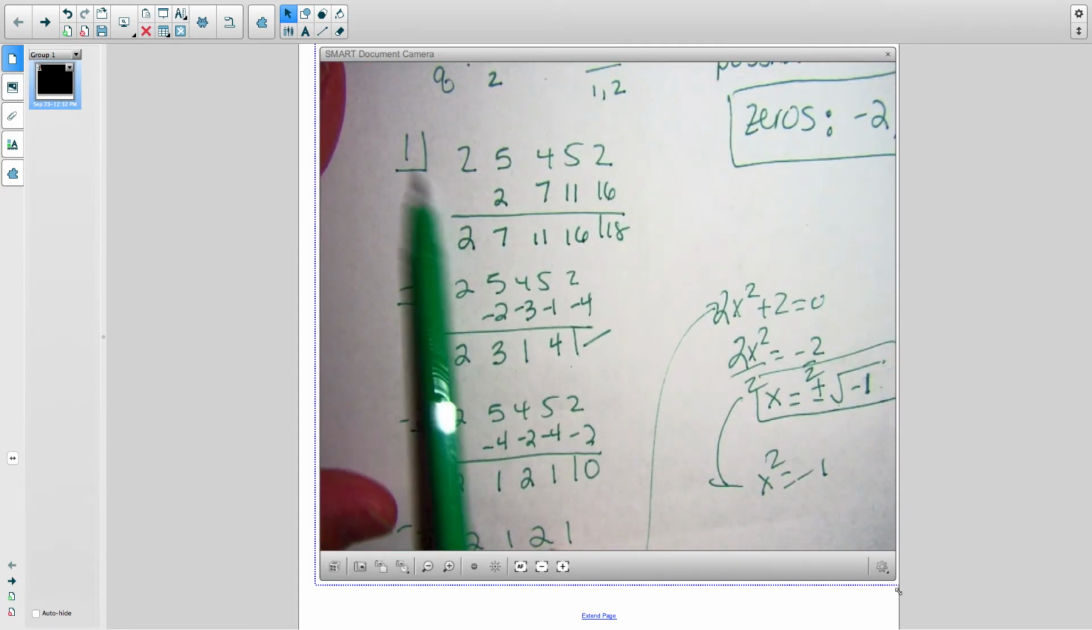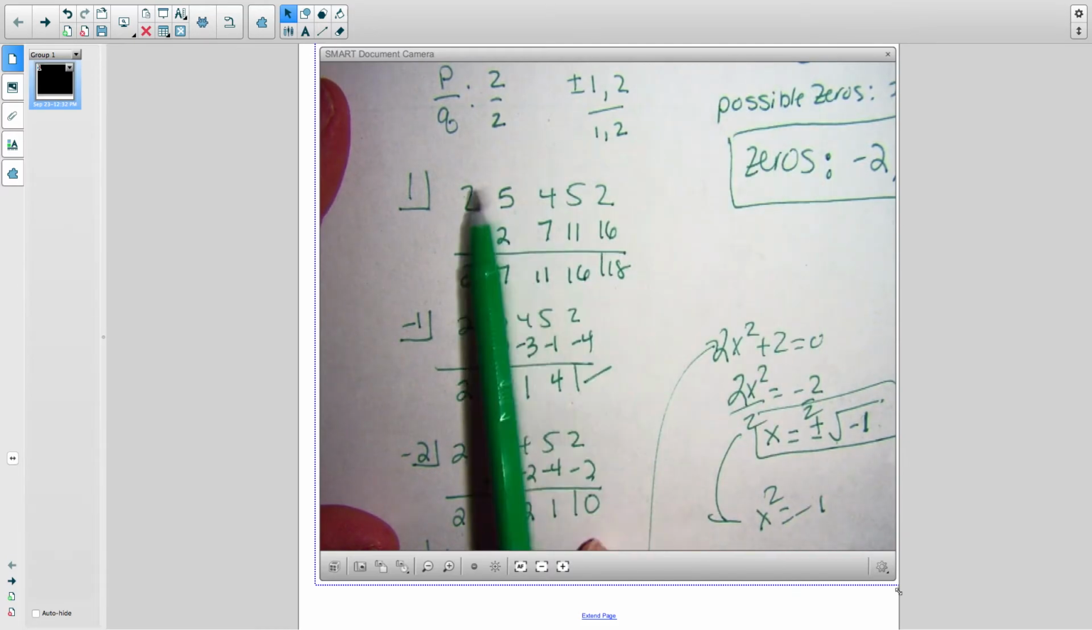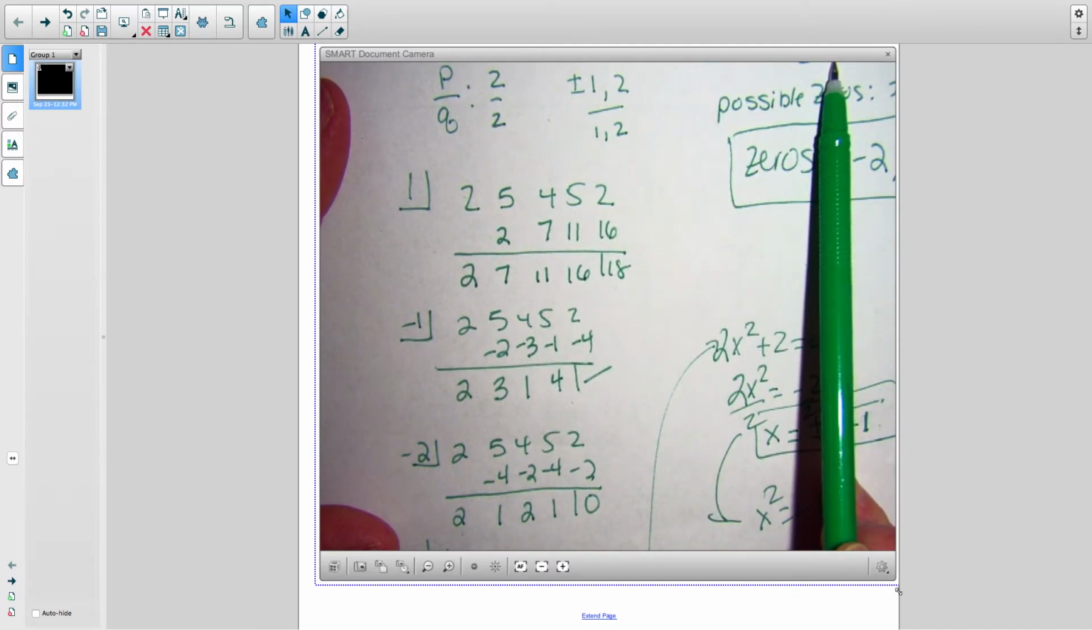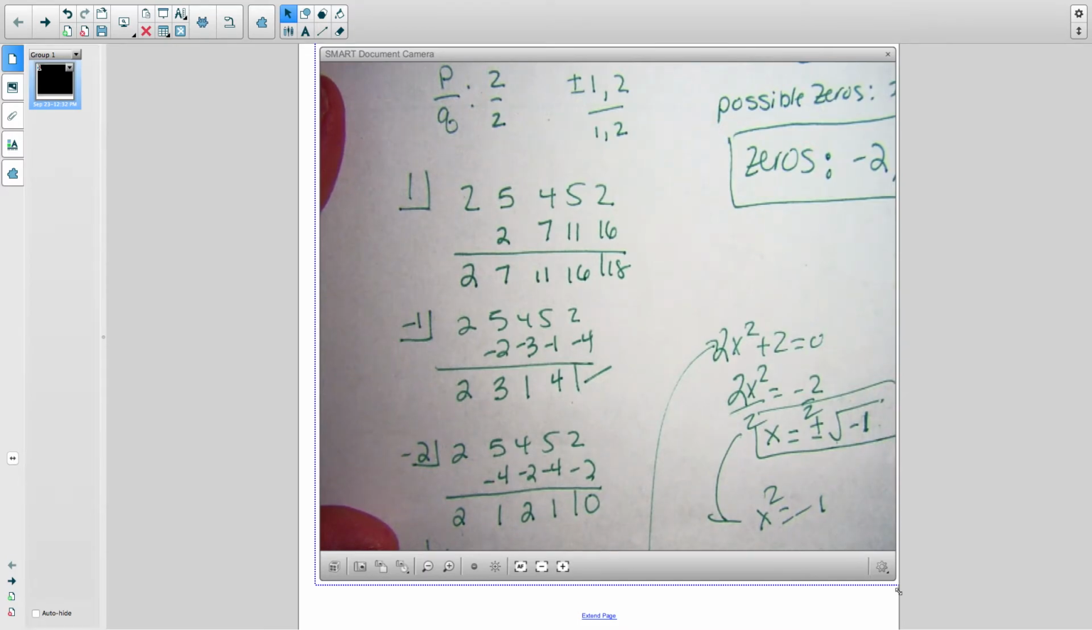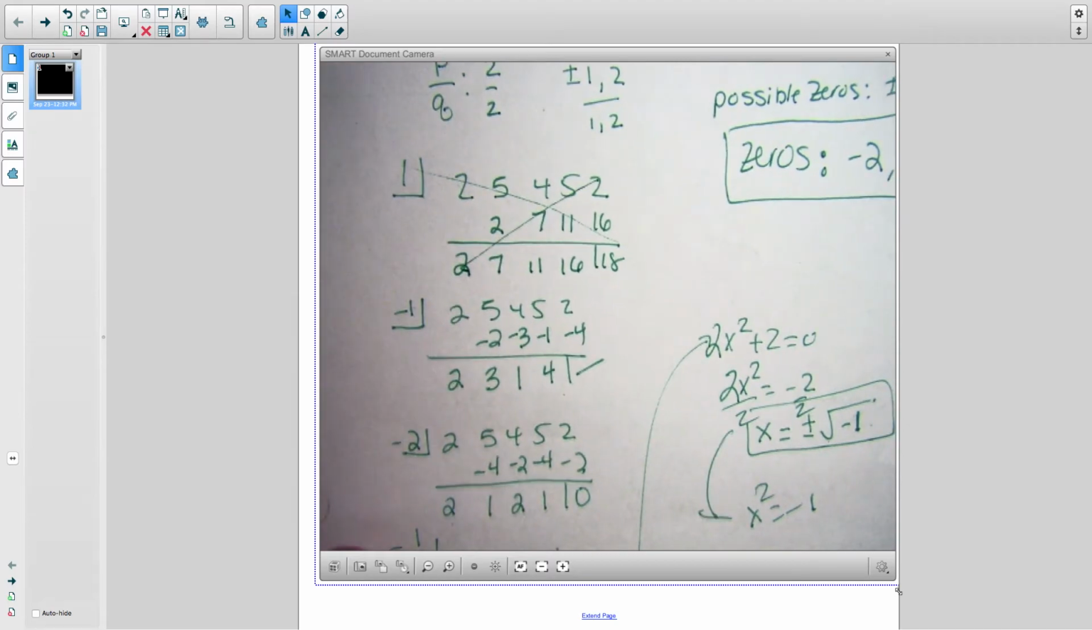This one here, remember, we talked about this was 1. These are all positive. There are no sign changes, which means there are no positive zeros. And we kind of figured that out once we did one of them. If we had used Descartes' rule, we wouldn't have had to waste our time doing that one. Okay?